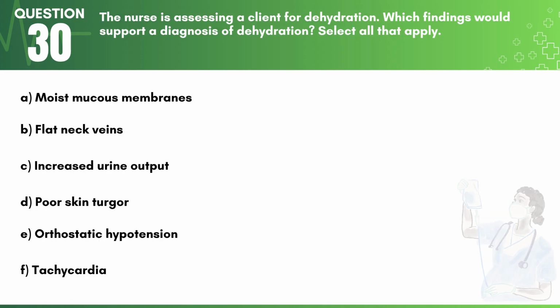Question 30. The nurse is assessing a client for dehydration. Which findings would support a diagnosis of dehydration? Select all that apply. A. Moist mucous membranes. B. Flat neck veins. C. Increased urine output. D. Poor skin turgor. E. Orthostatic hypotension. F. Tachycardia.